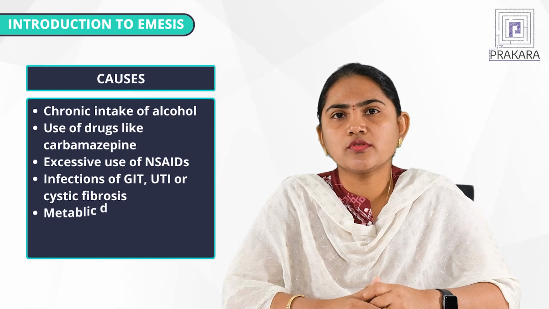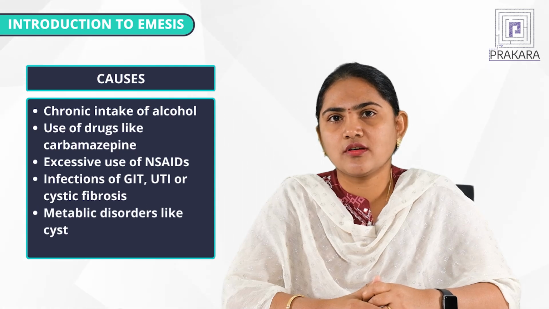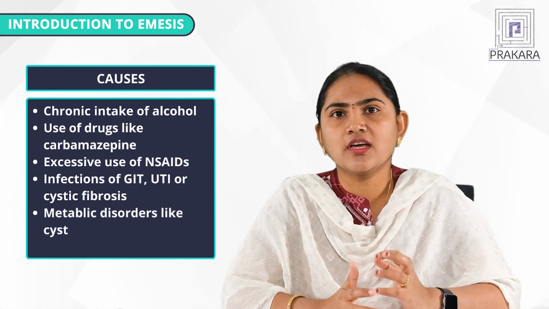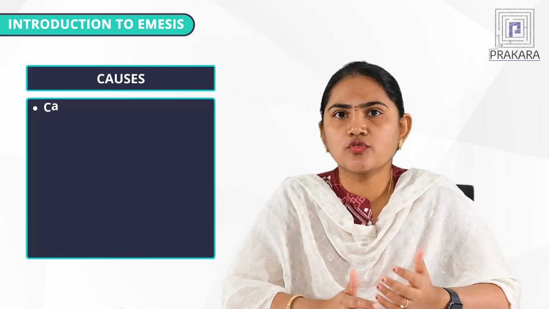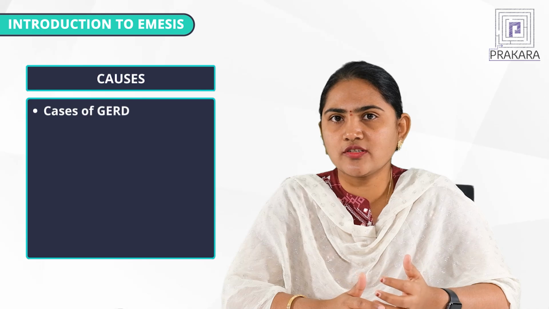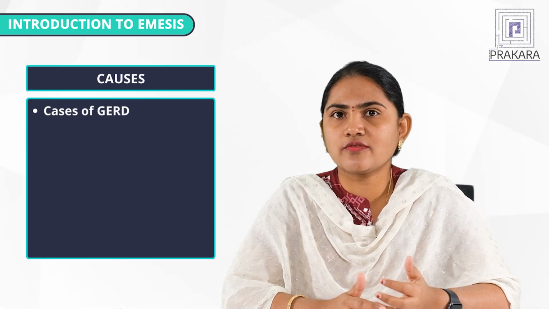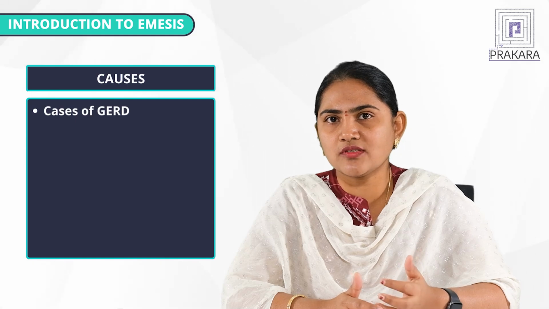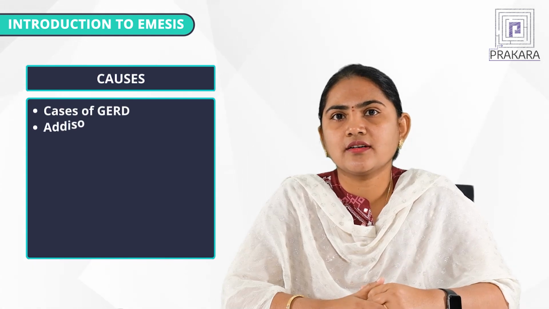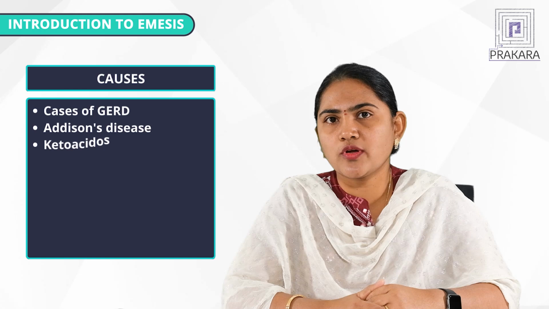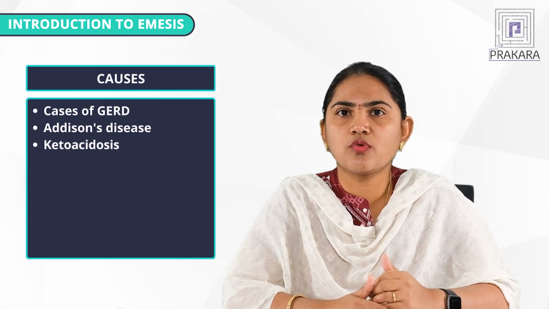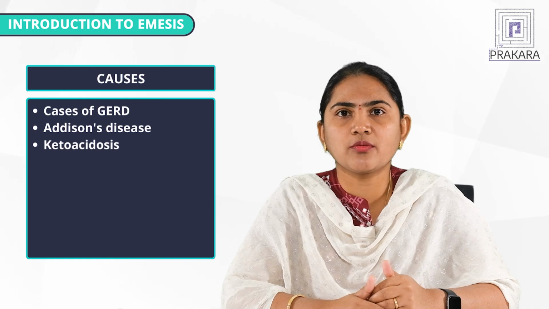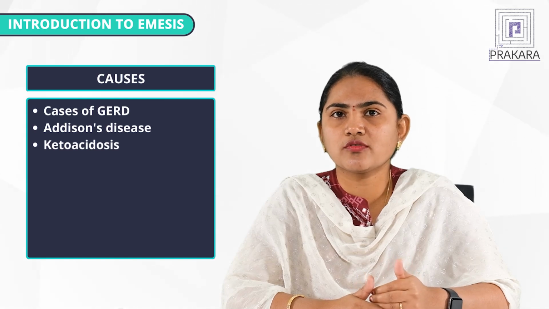It could also be because of certain metabolic disorders, like cysts associated with the GIT, or because of internal bleeding in connection with gastrointestinal disorders. In certain cases of GERD, gastroesophageal reflux disorder, we can also see emesis. In certain diseases like Addison's disease as well as in ketoacidosis, we can see the phenomenon of emesis in patients undergoing these types of metabolic disorders.